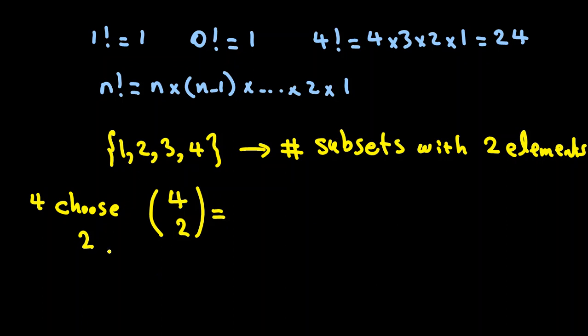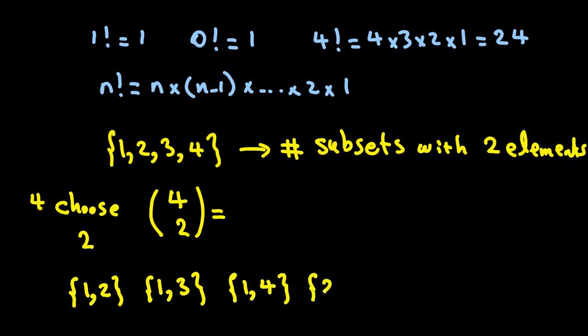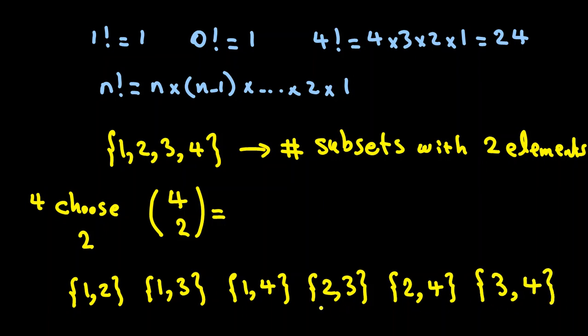At first, let's write all the subsets with 2 elements. 1, 2, like previous parts, 1, 3, 1, 4, 2, 3, 2, 4, and 3, 4. So, 1, 2, 3, 4, 5, 6. So, it will be 6. But it has a formula.